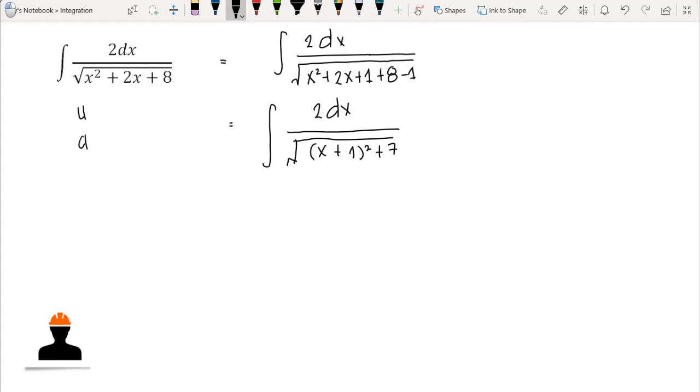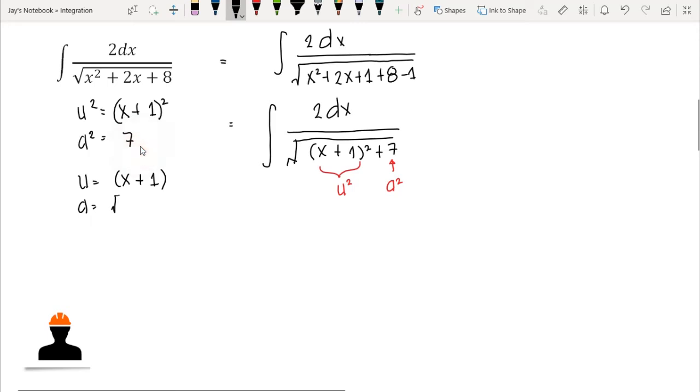So by checking this form, we could say that our u here is this one. This is our u squared, and this one is our a squared, correct? So therefore our u squared here is equal to x plus 1 squared, and our a squared here is equal to 7. So then we have our u here is x plus 1, and our a here is the square root of 7.